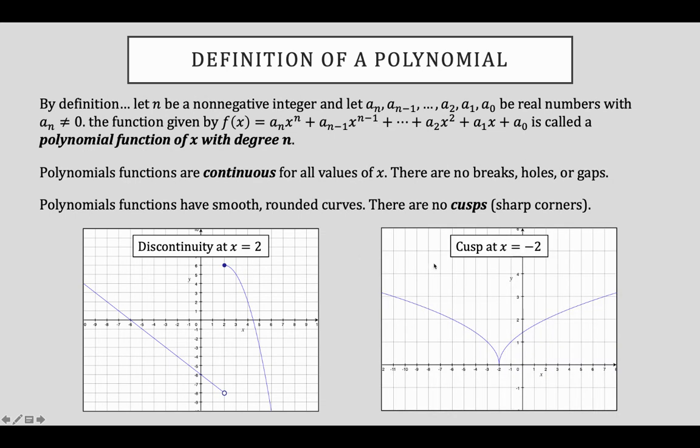Also here, this function has a cusp or a sharp corner at x equals -2. So this is not a polynomial function either. Polynomial functions have smooth, rounded curves. Another example of a cusp in a function that we have dealt with is your absolute value function, which forms that V shape. That also has a cusp in the graph, so it's not a polynomial function. So polynomials are continuous for all values of x, and they have smooth, rounded curves.